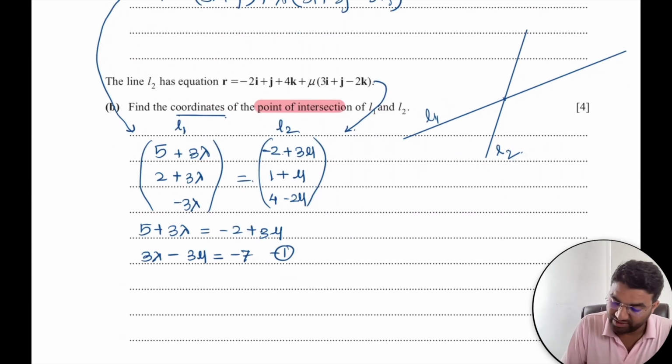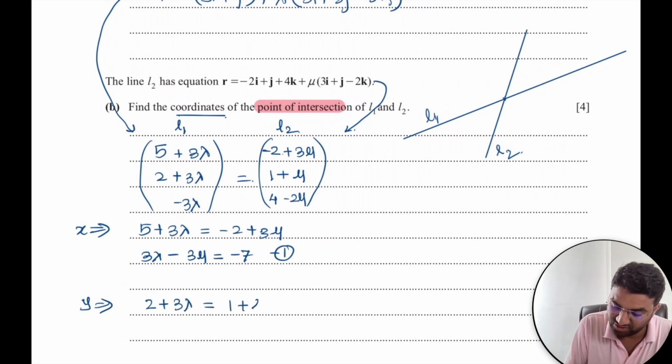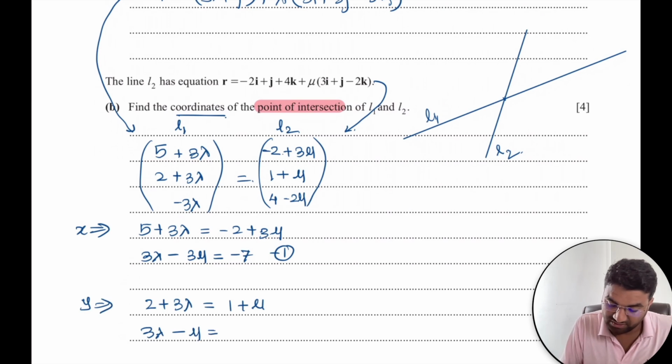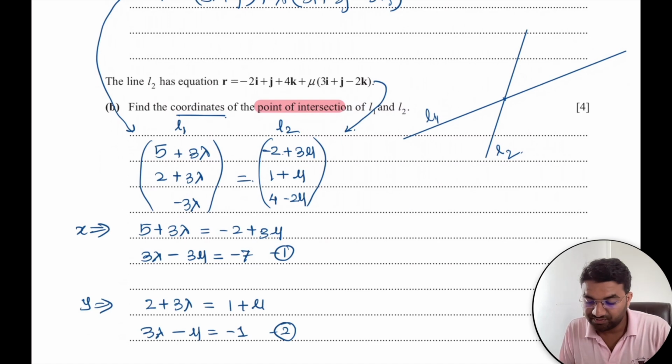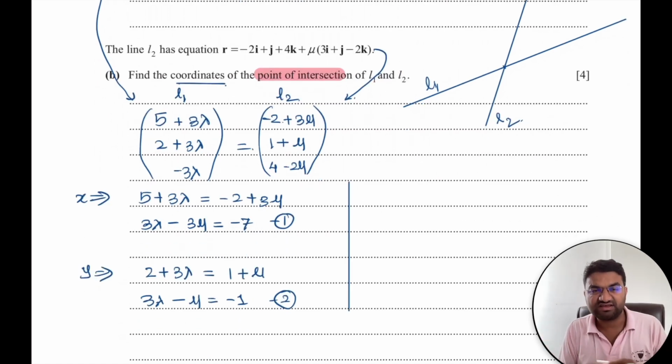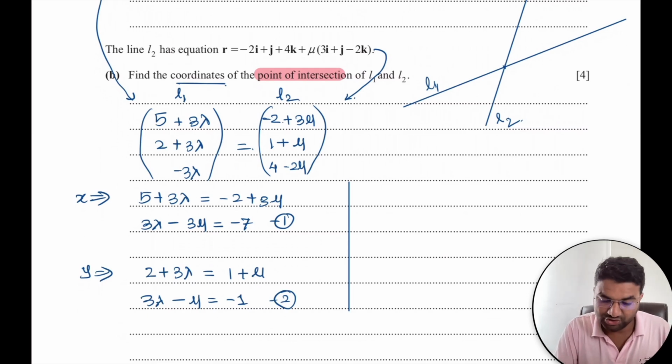For the second equation, we take the y component: 2 plus 3 lambda is equal to 1 plus mu. So 3 lambda minus mu is equal to 1 minus 2, which is minus 1. This is the second equation. You can even put it in your calculator and calculate the values of lambda. Here I will show you how we can calculate these values.